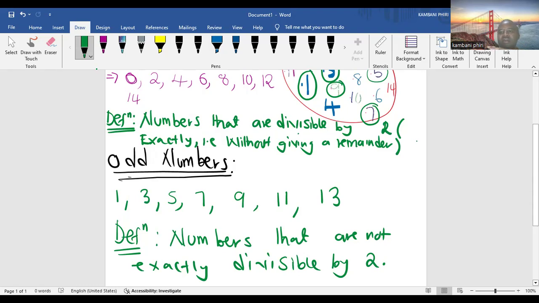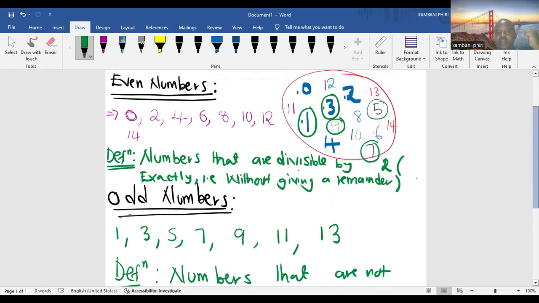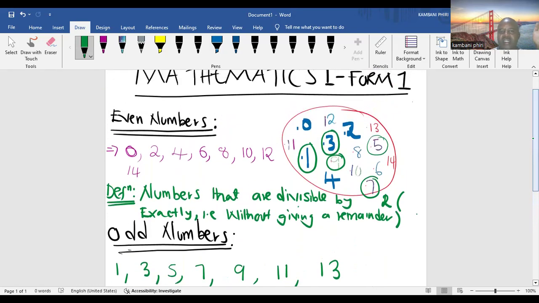But now, these even numbers can also be given in terms of positive and negative numbers. All right. For example, negative 4 is an even number because you're able to divide by 2, and you'll get negative 2 exactly. Right? It can also be given in terms of negative numbers.